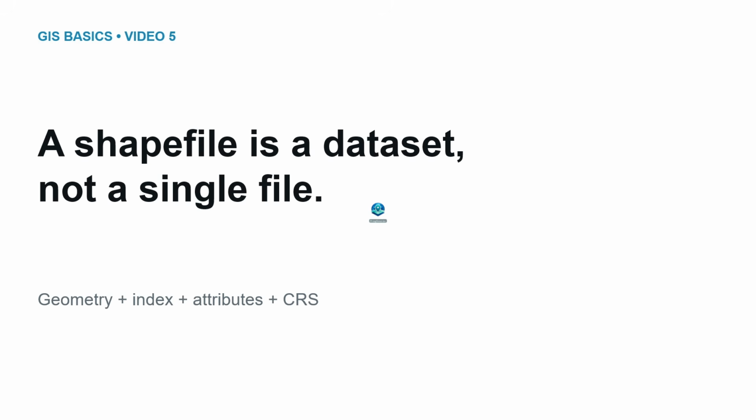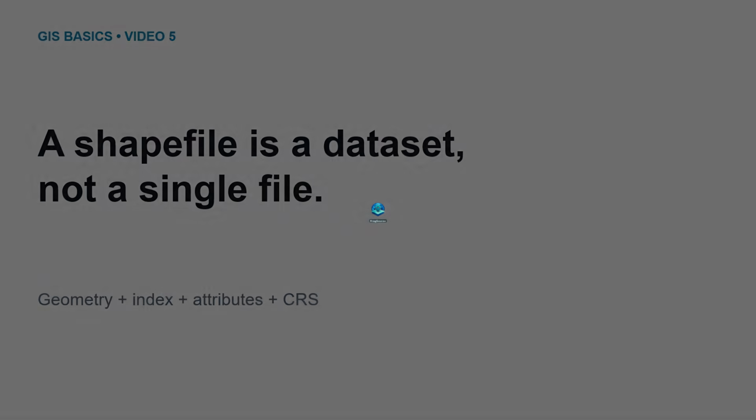To summarize, a shapefile is a multi-file vector dataset. The SHP file stores geometry, the SHX file indexes it, the DBF file stores attributes, and the PRJ file usually defines the coordinate reference system. Keep all the files together, remember the format's limitations, and use GeoPackage when you need a more modern container.